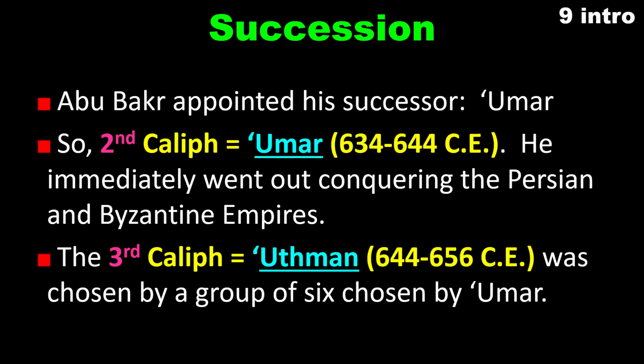The third caliph was Uthman, from 644 to 656 Common Era. This third caliph was chosen by a group of 6 men who were chosen by his predecessor, Umar. Remember, these first 3 caliphs were not the successors chosen by Muhammad. He had wanted his cousin Ali to succeed him, with Ali's descendants to succeed Ali.